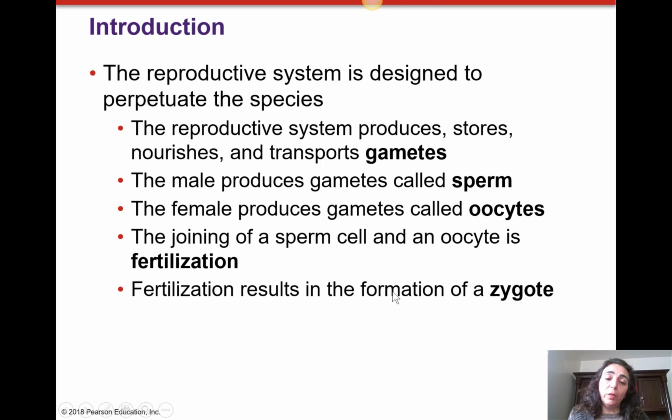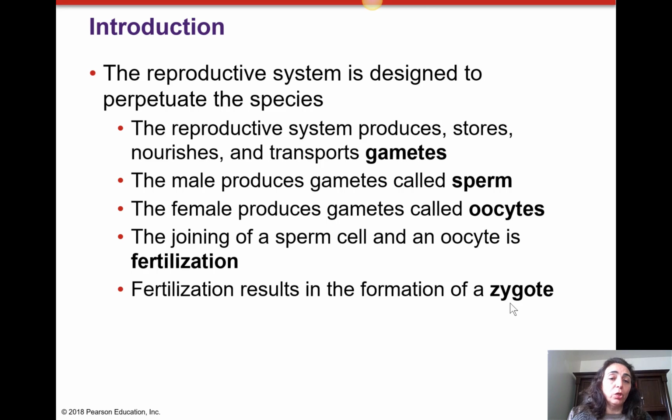That's due to a process that we call fertilization. Joining of a sperm cell and an oocyte is called fertilization, and fertilization results in the formation of a zygote. Then the zygote, a single cell with 46 chromosomes, starts dividing. It goes through mitosis, right? Then each one doubles until it starts developing and differentiating the different layers and all those things to make the fetus, right? So that's a discussion of the embryology.